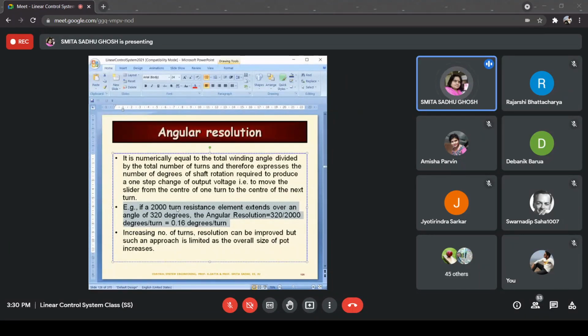Now the angular resolution will be the total angular displacement possible divided by the total number of turns, which is 2000. So it will be 320 by 2000 degrees per turn. Whatever value we get, in degrees per turn, is the value of the angular resolution. So for this definition of angular resolution, not only the number of turns is of importance, but the angular span of the resistive element also has to be taken into account.